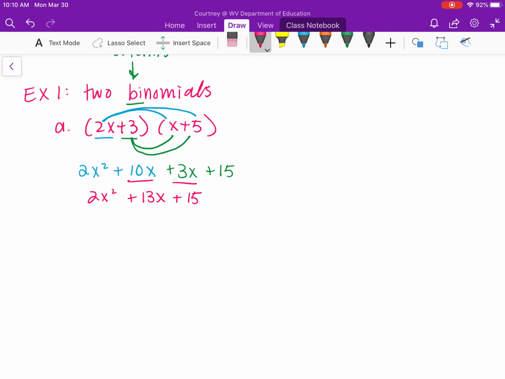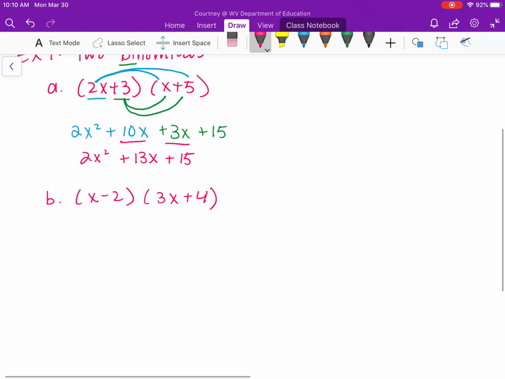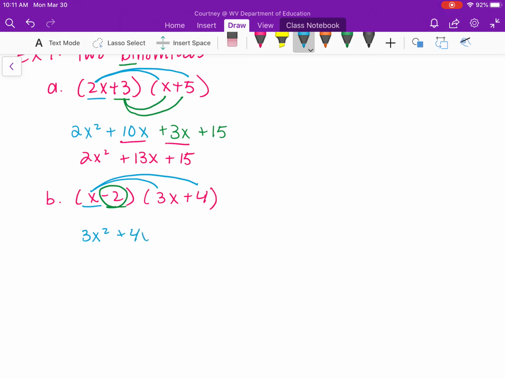Let's try this one more time. Here, our next pair of binomials is x minus 2 and 3x plus 4. Once again, my x is going to be in blue. My negative 2 is going to be in green. Don't forget this is a negative 2. The negative has to go with the 2. Let's start with our blue x. X times 3x, 3x squared. X times 4 is 4x.